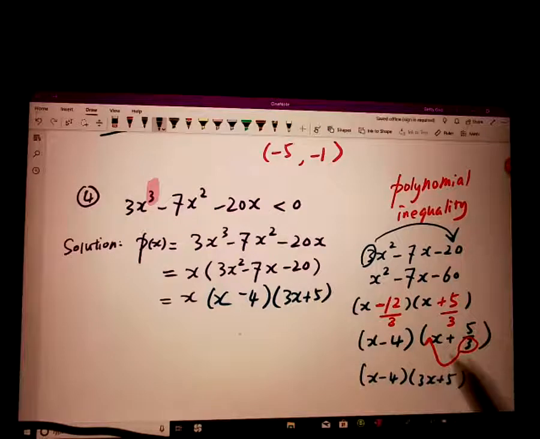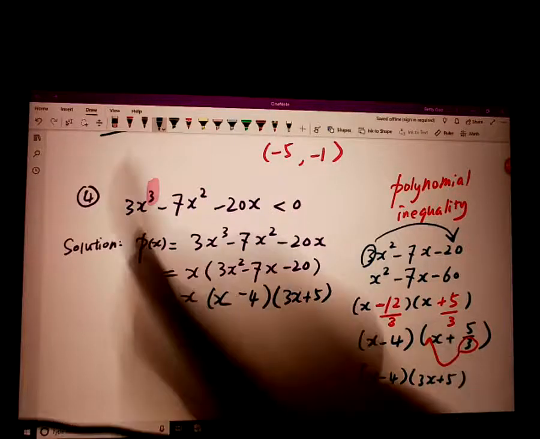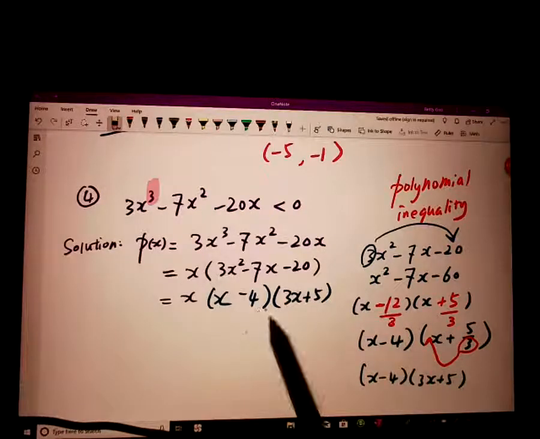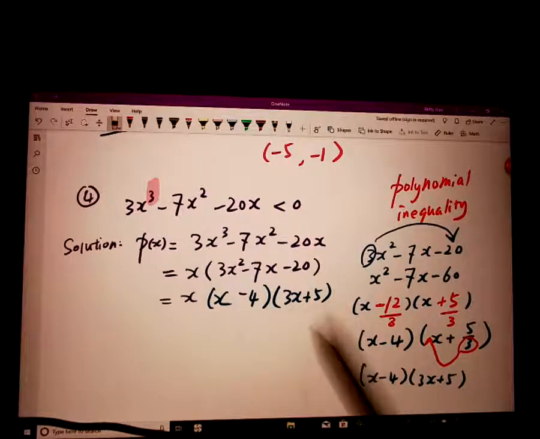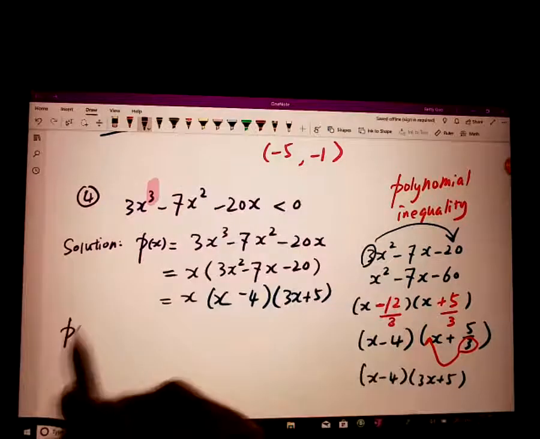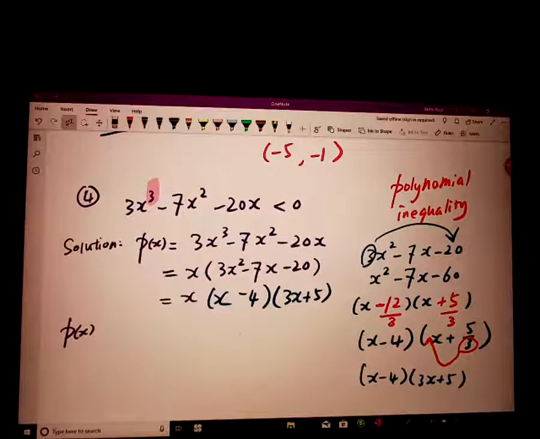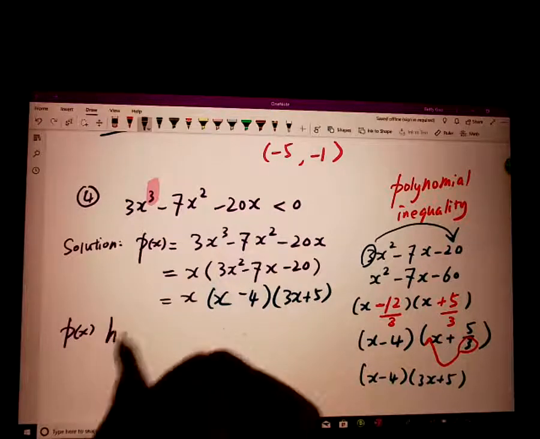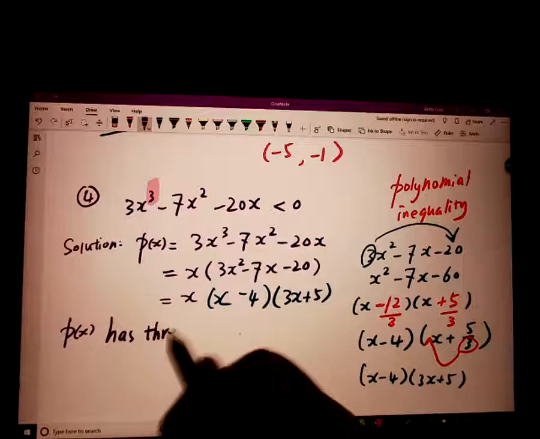Or actually even better, if you use x plus 5 over 3, that's even better. It will not affect the final result at all, okay? So we can leave this like that. So this polynomial function, p of x, has 3 zeros.